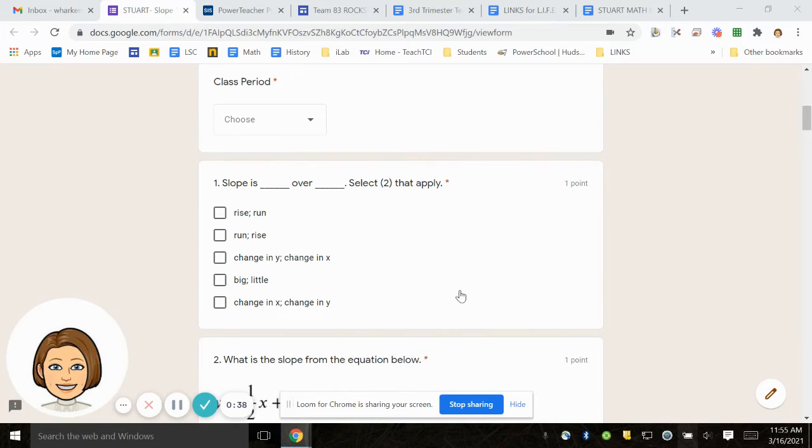Number 1, select all that apply. Slope is blank over blank. Slope is rise over run, run over rise, change in y over change in x, big over little, change in x over change in y.